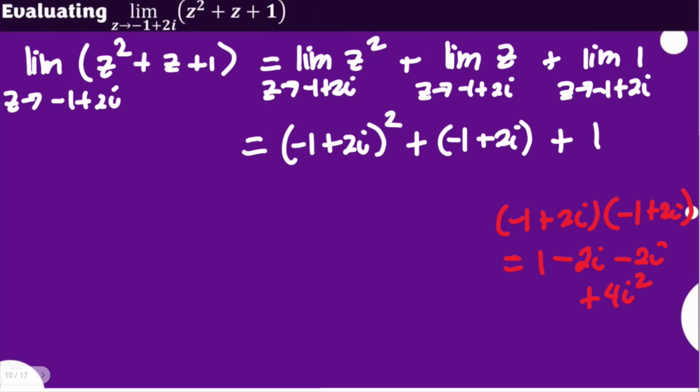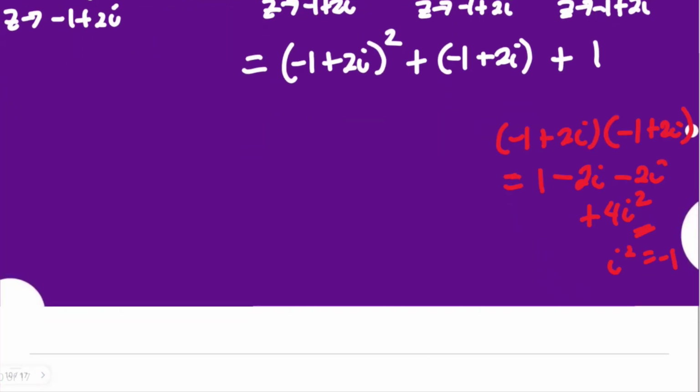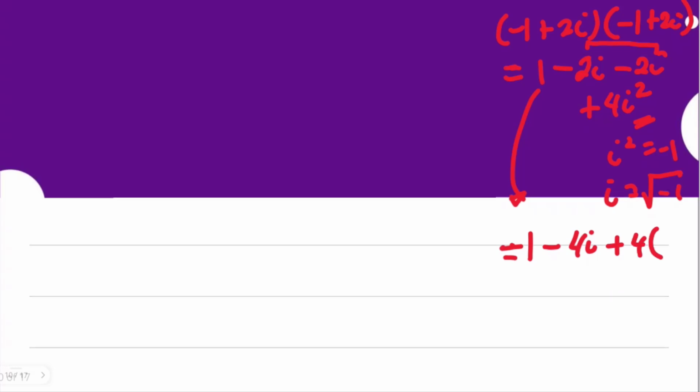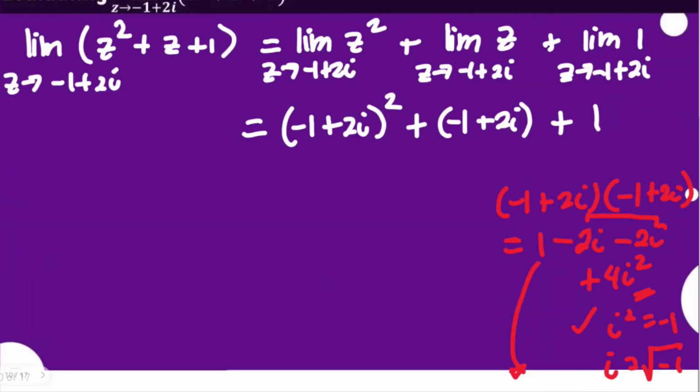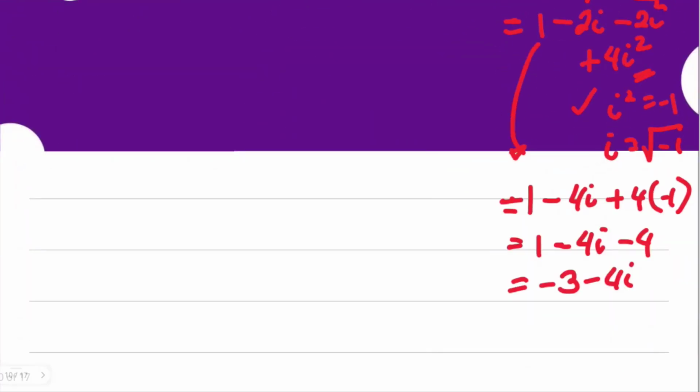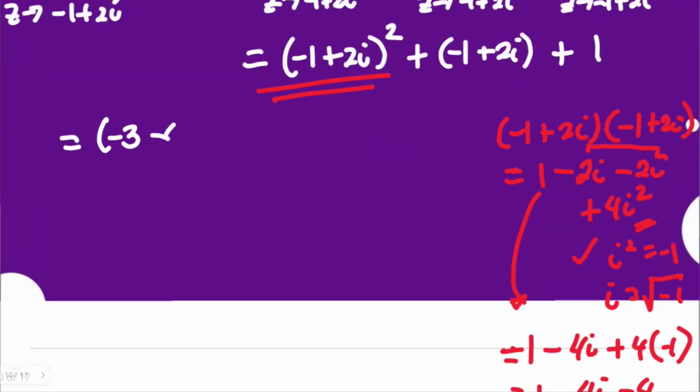We need to do this properly because i squared, as we know, is equal to negative 1, because i is equal to the square root of negative 1. So this is equivalent to 1, then minus 4i as you combine these two, and plus 4 times i squared, which is negative 1. So you have 1 minus 4i minus 4, which will give you a result of negative 3 minus 4i. This is just the value of your first term. So to continue, the value of your first term is negative 3 minus 4i.